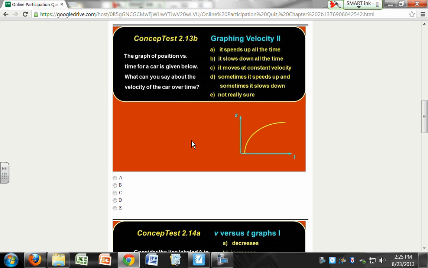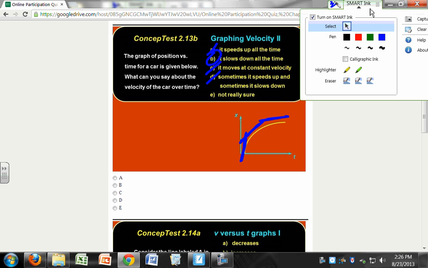The graph of position versus time for a car is given below. What can you say about the velocity of the car with time? So right here I have a very big velocity, and then the slope gets smaller and smaller, so it's going to be slowing down. Let's see, so A is not an answer, so it must be B. It's not C because it doesn't move at a constant velocity, and it's not D either. It might be E, but that's not the right answer. So B is the correct answer.